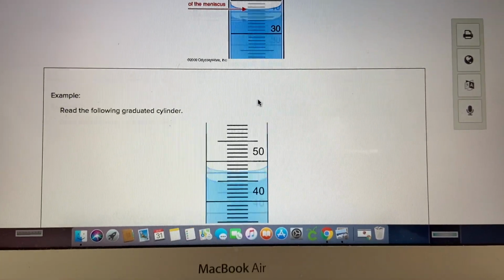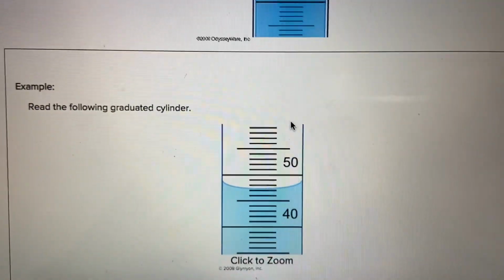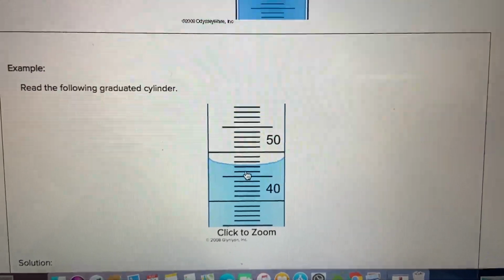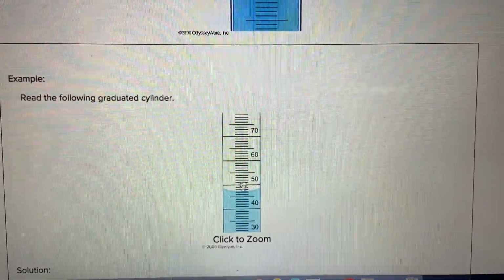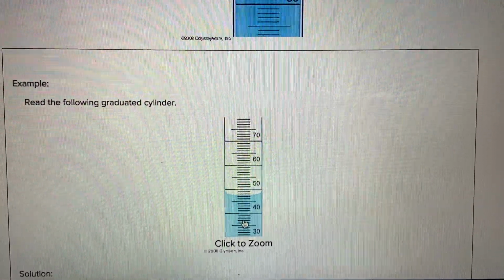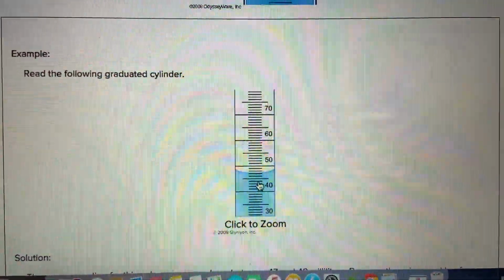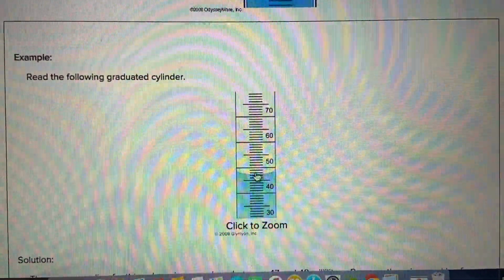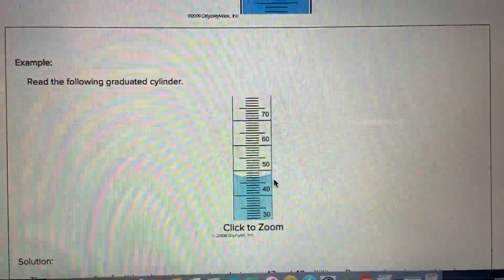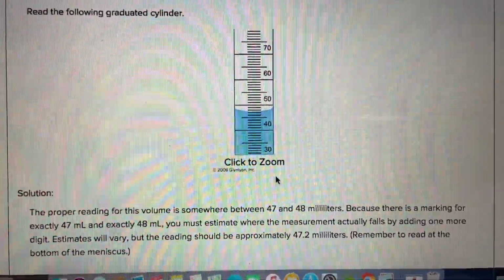Okay, so what we're going to do now is look at this graduated cylinder. It wants us to read the following graduated cylinder and figure out how much is being shown in this picture. What is the volume of the liquid shown in the picture?